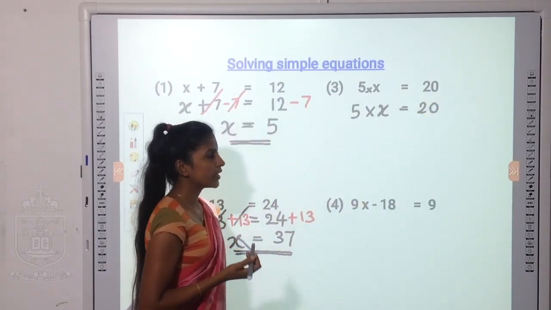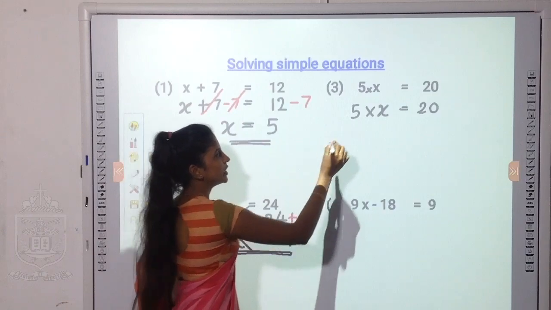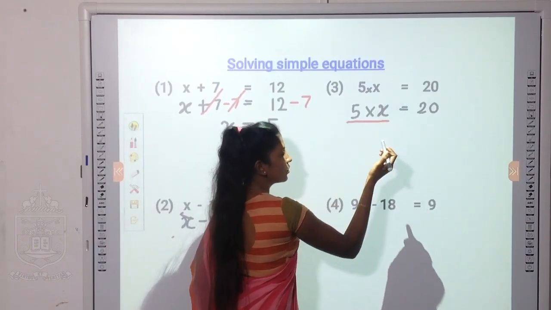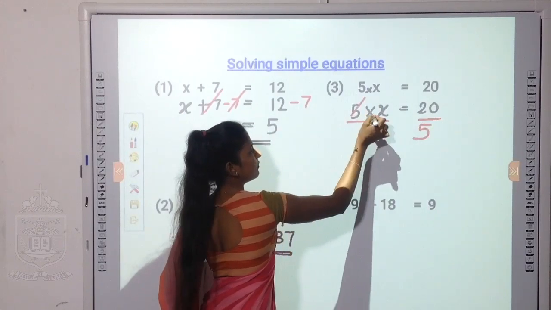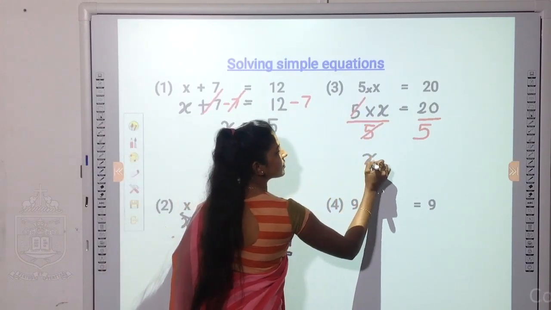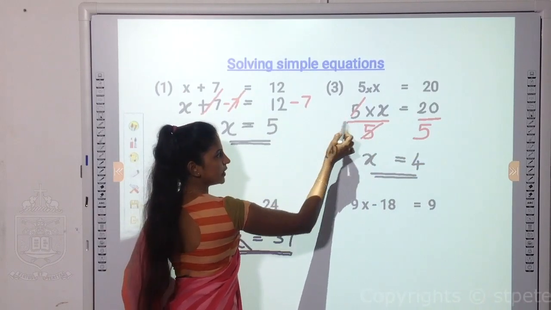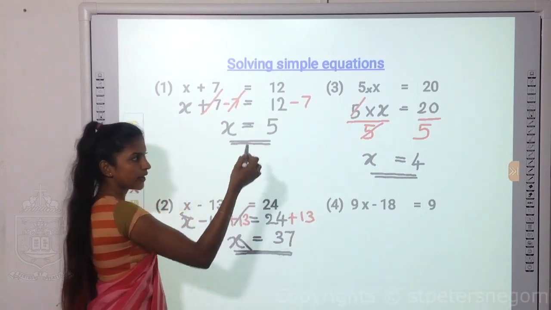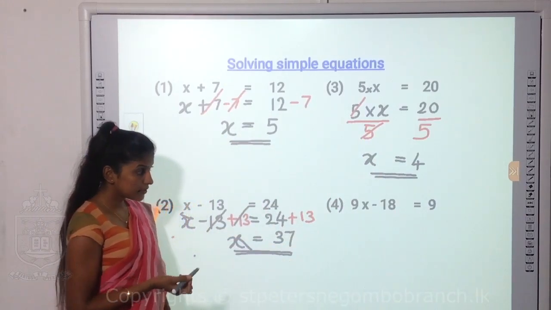So in order to cancel 5, you have to do the opposite of multiplication. So the opposite of multiplication is division. So you can divide both sides by 5 like this. So this 5 will cancel and you will get the answer as x equals 4. So since it is multiplication, you did division. So 5 cancels. In the same manner we can solve this equation also.